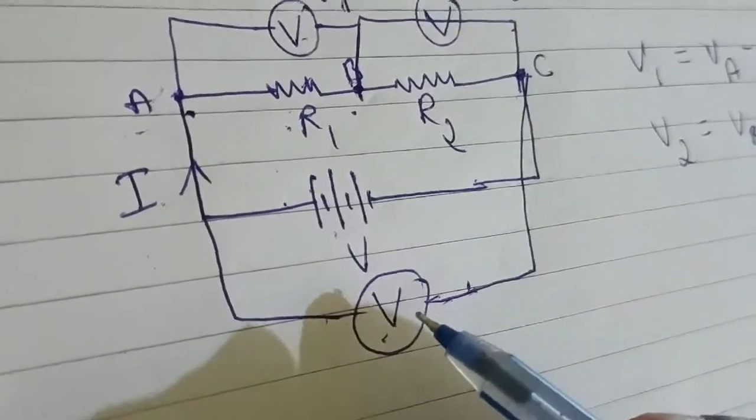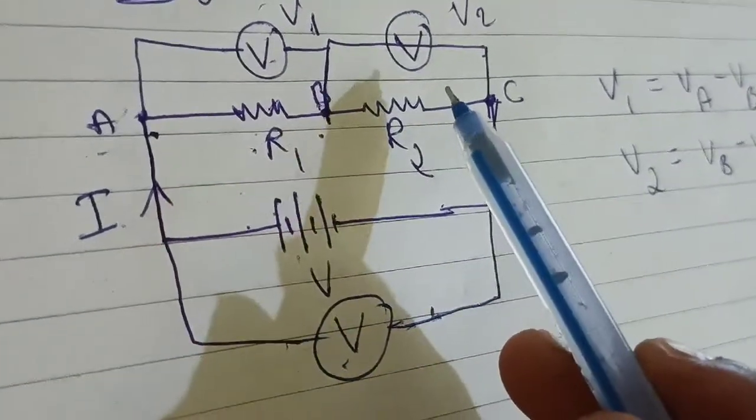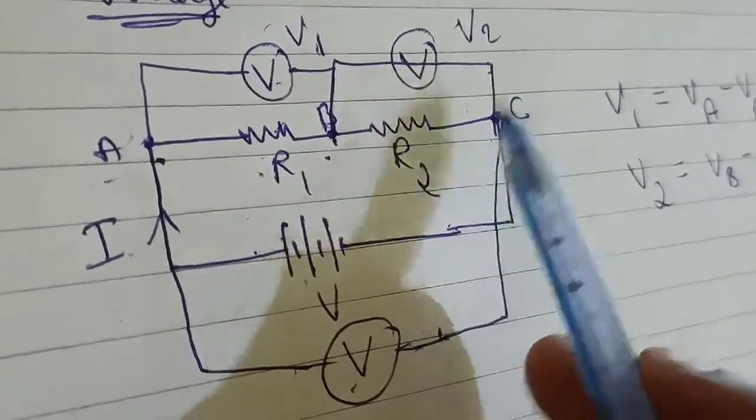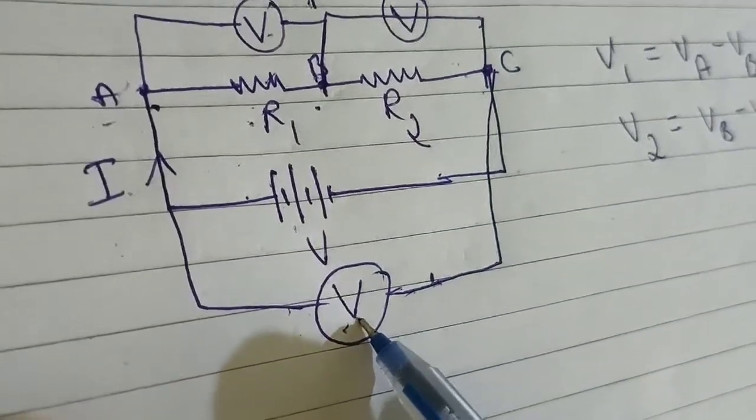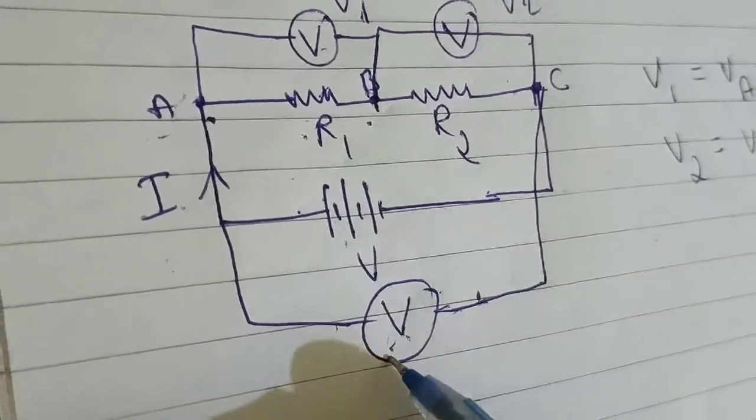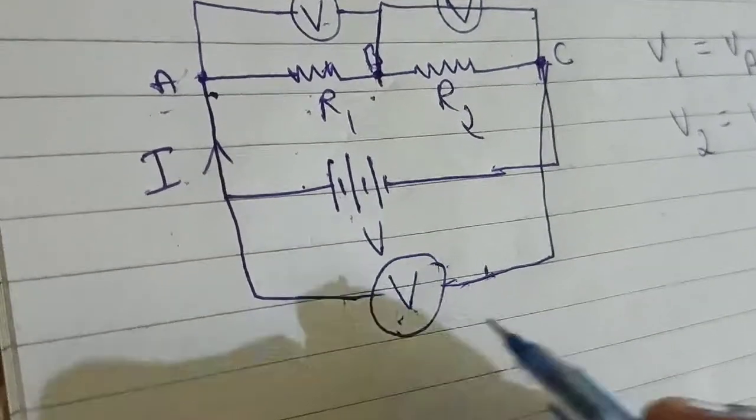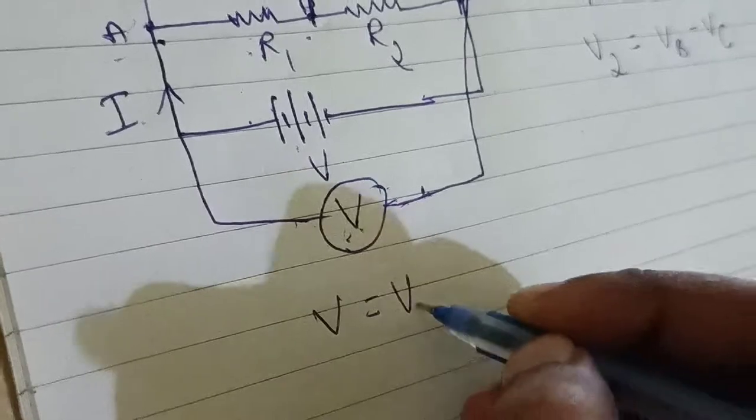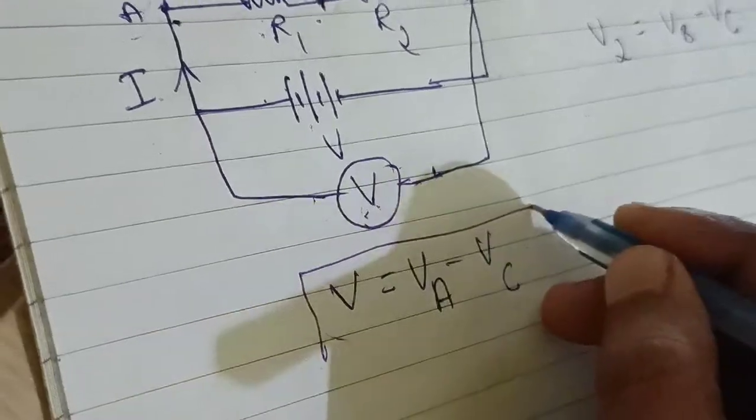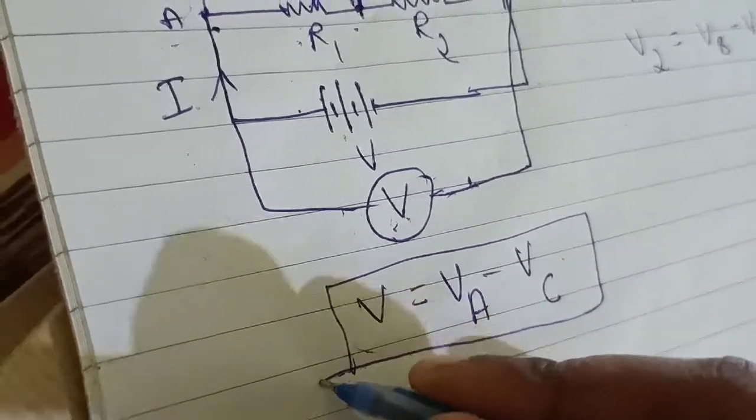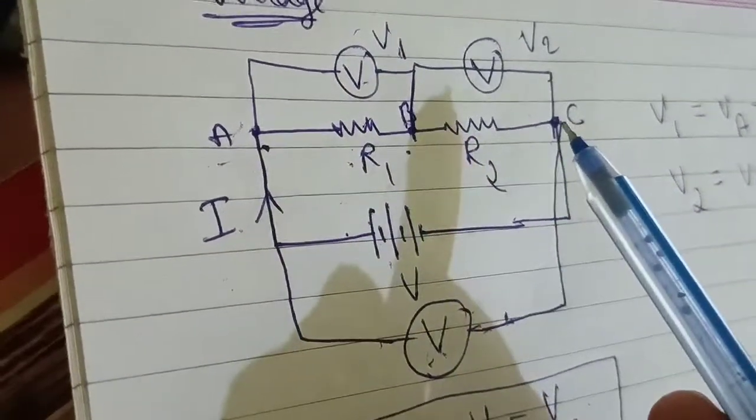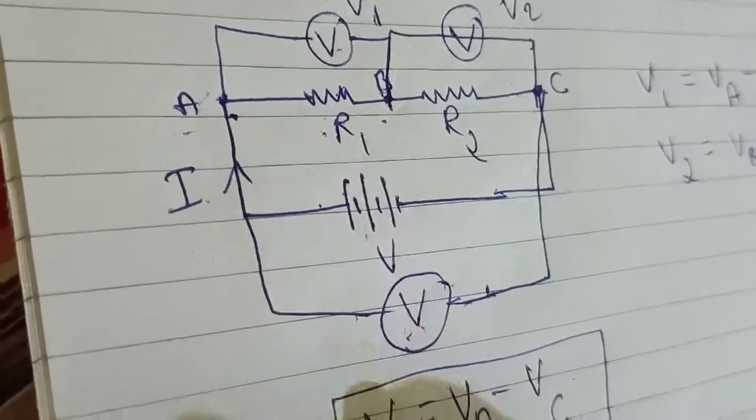Now the voltmeters V1 and V2 give some value, isn't it? Now how will this value be equal to this voltage? Will it be equal? No, isn't it? So V is the total voltage of the circuit. If you write V equal to, it is VA minus VC. This is the total voltage. But V1 and V2 are connected across two different points. Voltage will be different, isn't it? It cannot be the same voltage.